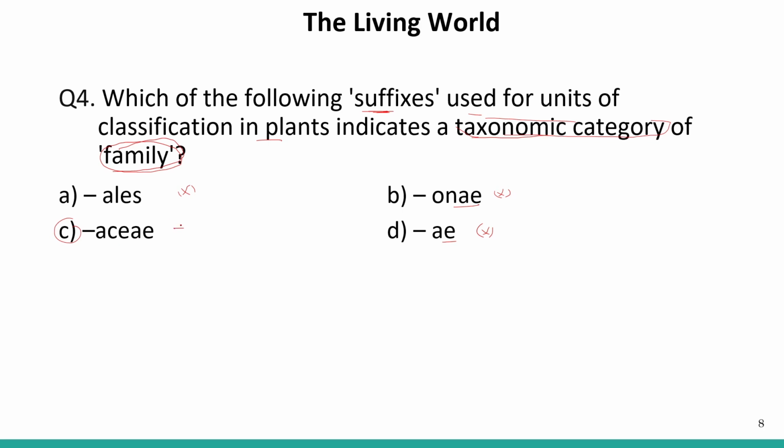An example can be Poaceae, the grass family. It has the suffix aceae. Alright, so this option is correct. Option C is correct. This is the suffix used for family. Poaceae is a family.